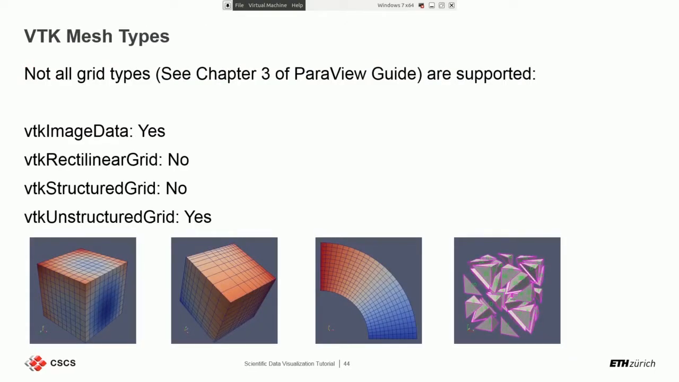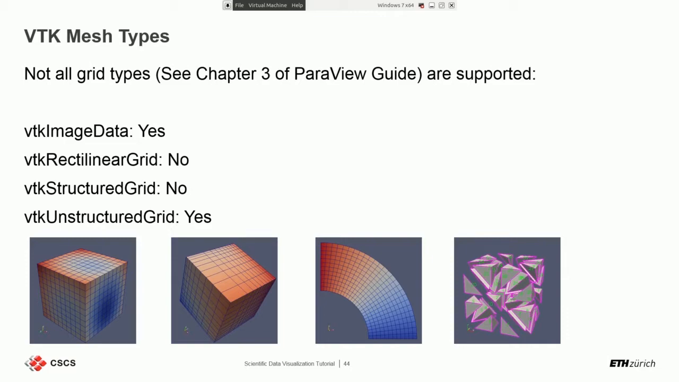Mesh types. We're back to the mesh types here. Not all grid types can be volume rendered. That's the first thing to know. Image data, yes, absolutely. Why so? Because the volume rendering technique comes from medical imaging, CT scans, magnetic resonance imaging. All those are perfect stacks of images, perfectly Cartesian, regular in space. So, of course, VTK image data, yes.